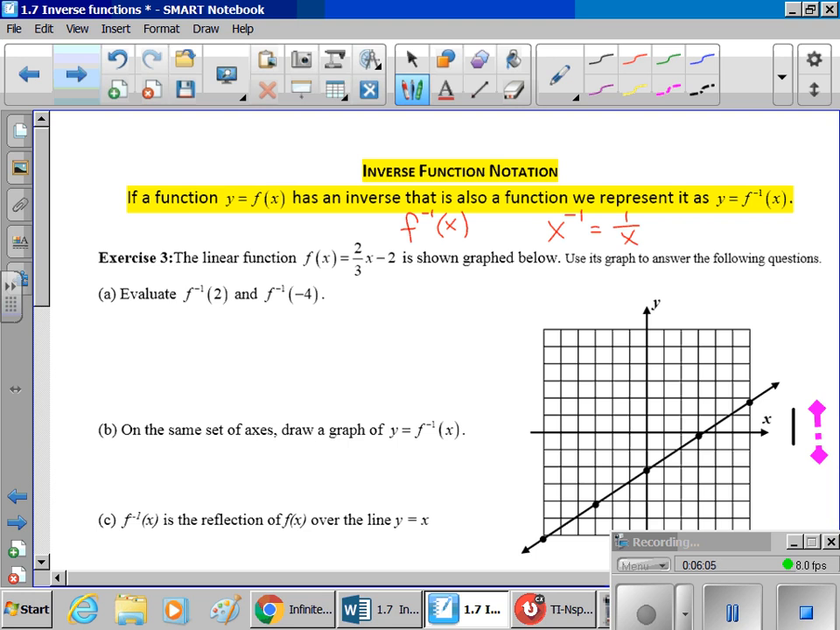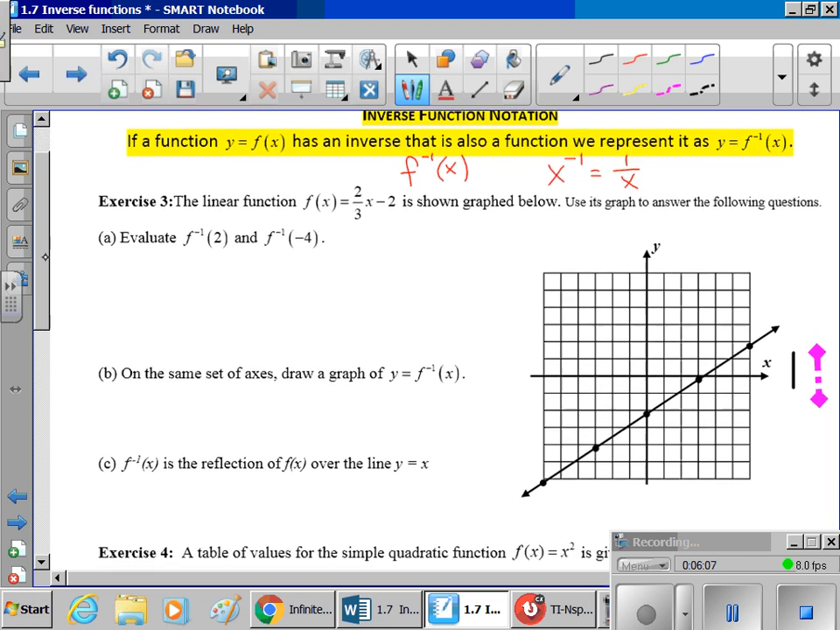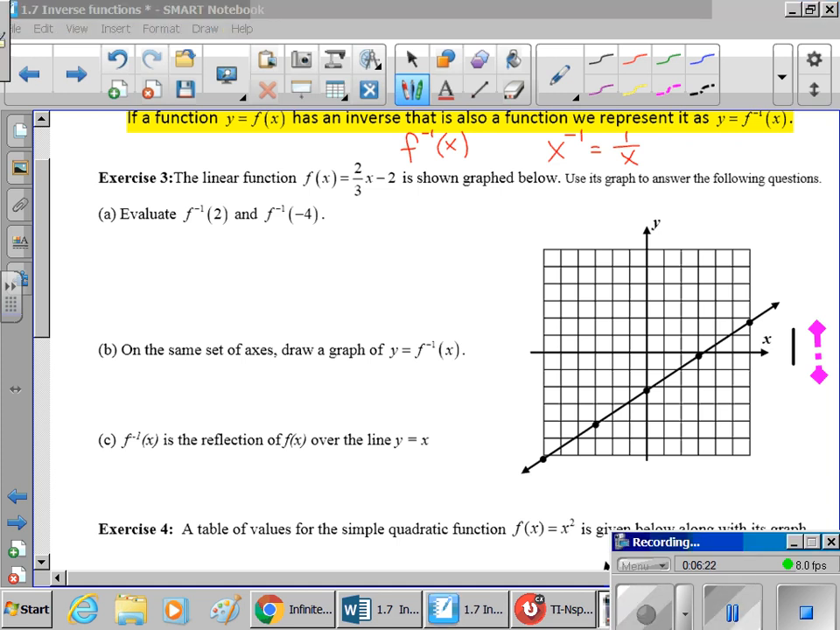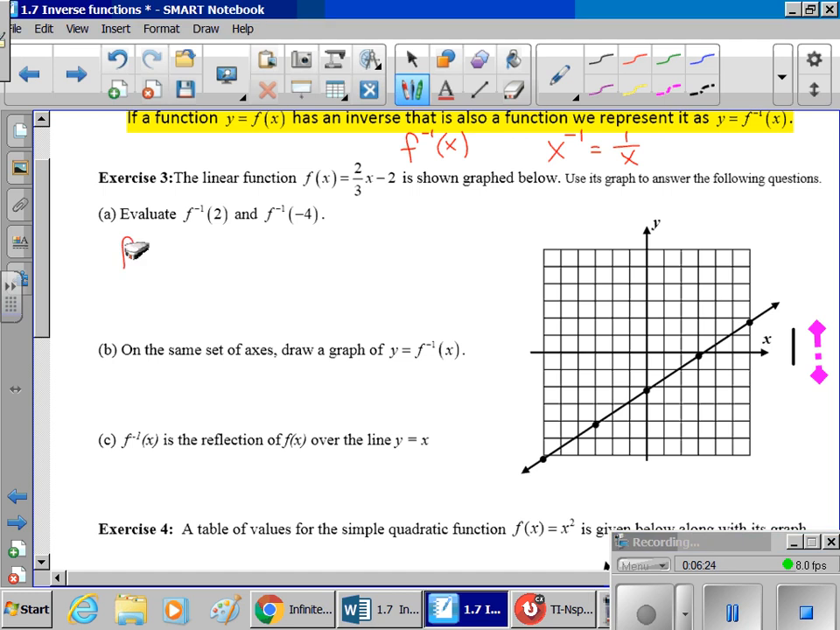All right, so exercise 3. The linear function f of x equals 2/3 x minus 2 is shown graphed below. Use its graph to answer the following questions. First, evaluate f inverse of 2 and f inverse of negative 4. So we want to know f inverse of 2 equals some number that I'm going to call x, because I don't know what it is. It's an unknown, right?